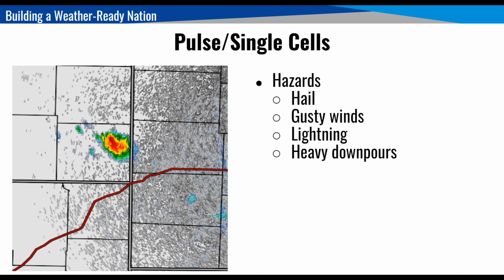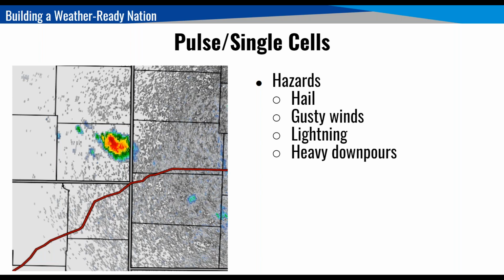Taking a closer look at each of these different storm types and how to identify them on radar. Your first one is your pulse single cell. Your typical hazards associated with the pulse thunderstorms are going to be hail, generally smaller hail, though it can grow in size when you have lots of instability present in the atmosphere during the summer months. Gusty winds can also be associated with this.